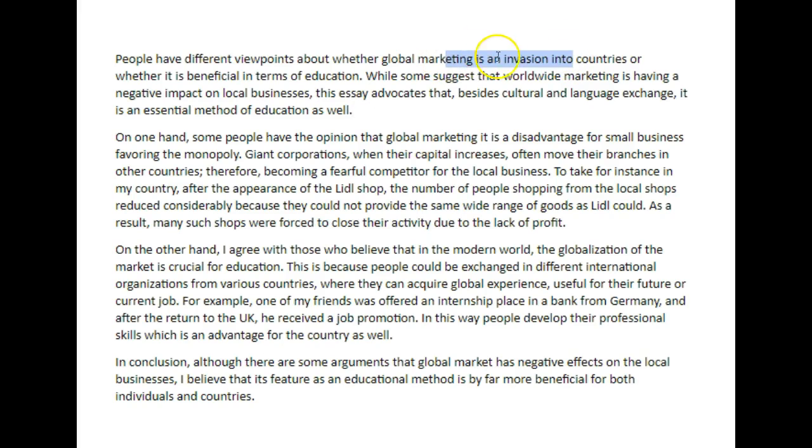I would have liked to have seen... Actually, no, this is okay. Maybe we should have switched these sentences around a little bit. We could say, people have differing viewpoints about whether global marketing is invasive into countries due to its negative impacts on local businesses. And then we could say, however, this essay advocates that besides cultural and language exchange, it is an essential method of education, because we've said this here, and we used it again here.